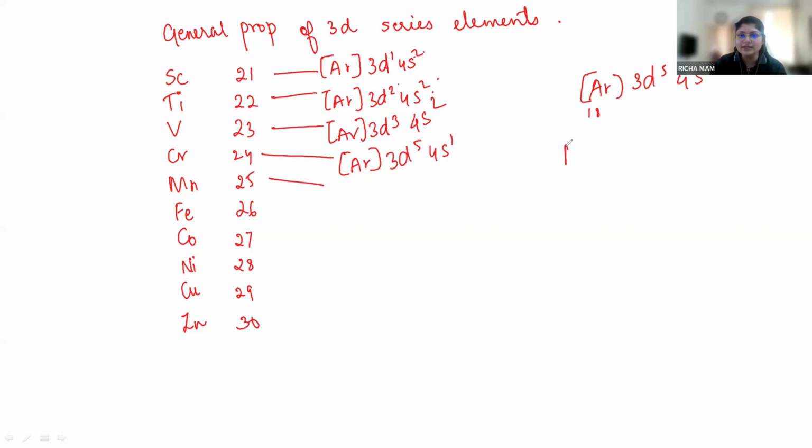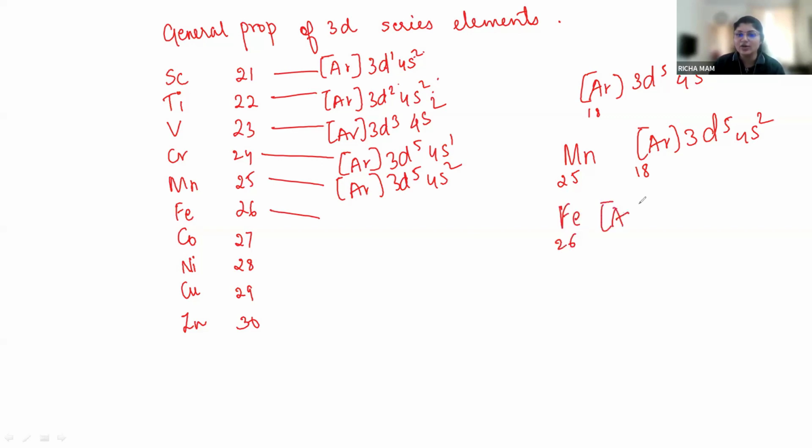Now manganese. Manganese again is 25. So argon is 18, then 19, 20, 21, 22, 23, 24, 25. So 7 electrons. So it will be 3d5 and 4s2. Okay, so I'll do it like this: argon 3d5 and 4s2, because d5 system and d10 system are said to be stable systems.